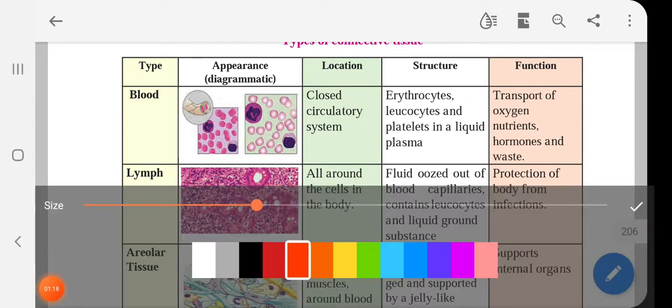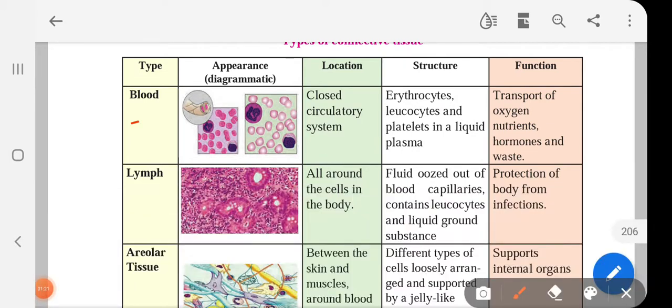The first one, blood. Blood is a type of connective tissue. You can see its appearance, how it looks. The location is the closed circulatory system. It contains erythrocytes, leukocytes and platelets in a liquid plasma. The function of blood is to transport oxygen, nutrients, hormones and waste. So the blood is functioning as connective tissue in our body.